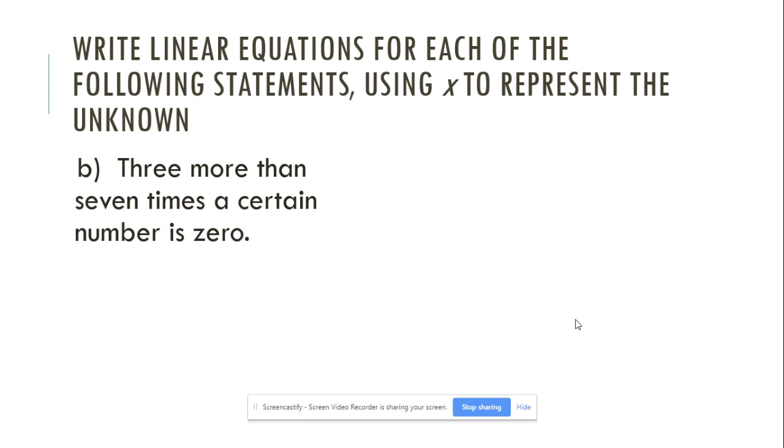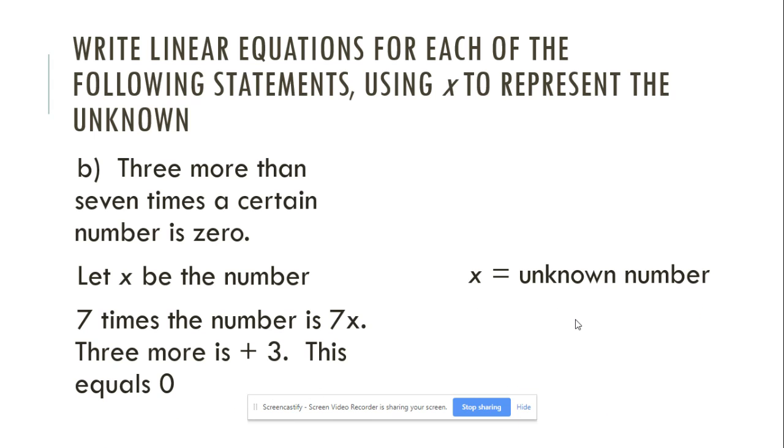3 more, so that's going to be adding 3 plus 7 times a certain number, so that's going to be multiplying, but remember we don't see the times sign, so it'll just be 7x is 0, so your answer will be 0. So let x be the number. 7 times the number is 7x. 3 more than that is plus 3. So this equals 0. So 3 more than 7 times a number will be 7x plus 3, or you could have 3 plus 7x, it doesn't matter, equals 0.